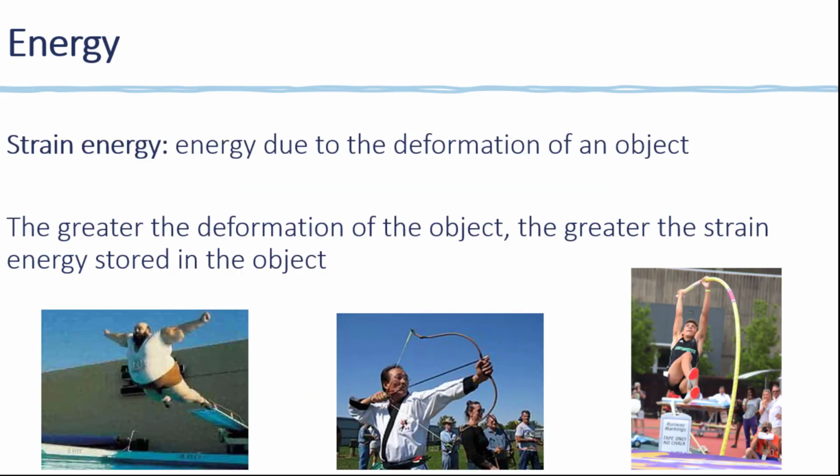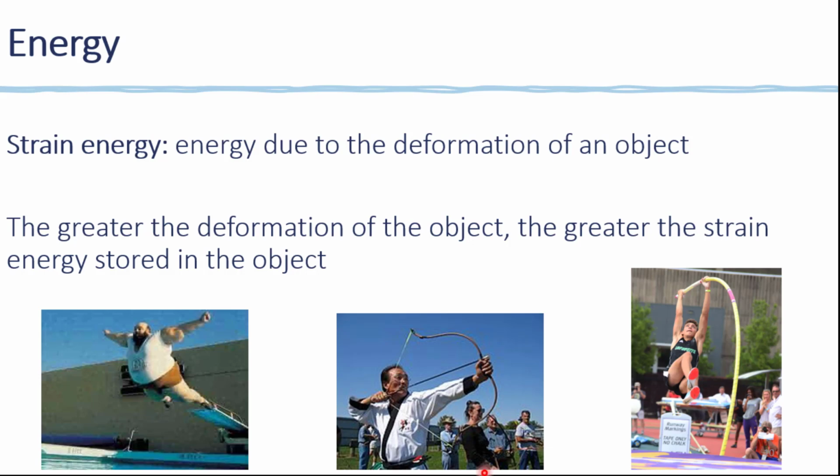The other type of potential energy that we need to discuss is strain energy. So strain energy is energy that's due to the deformation of an object. So when a vaulting pole bends, strain energy is stored in the bent pole. So this is an example here of the pole vault being bent quite a bit, right? So there's a lot of potential energy that's stored in this deformation of the pole.